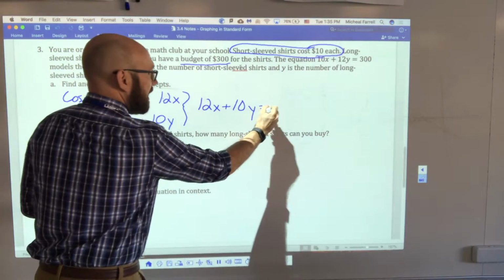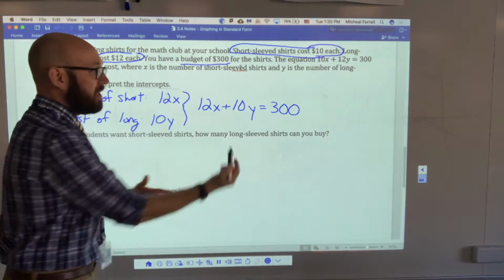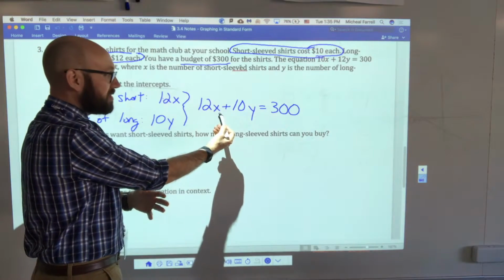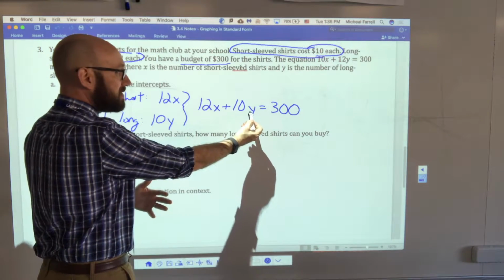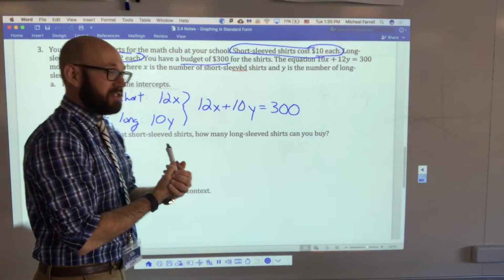Next thing I'm going to do is set that equal to 300 because that's my budget. I can't spend more than that. So this equation tells me I can buy x number of short sleeve, y number of long sleeve, and based on this equation, it's going to keep me at the $300 budget.